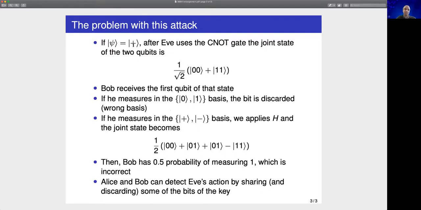Also, you can check that something similar happens if Alice sends the minus state. And in that case, Alice and Bob can again detect that there is some eavesdropping on the line. And this is why this simple attack, there are more complicated attacks, cannot work.